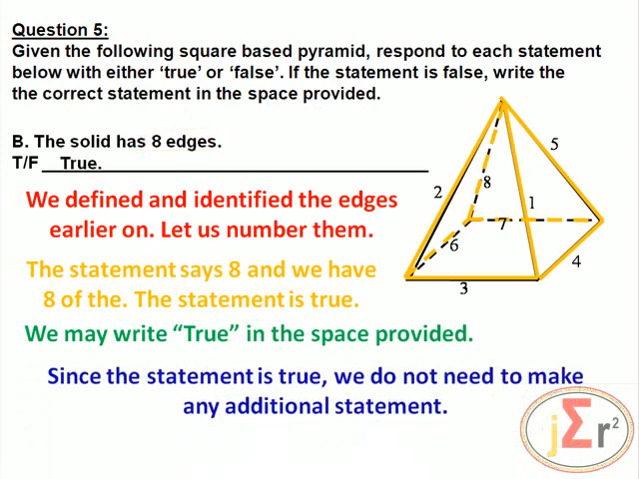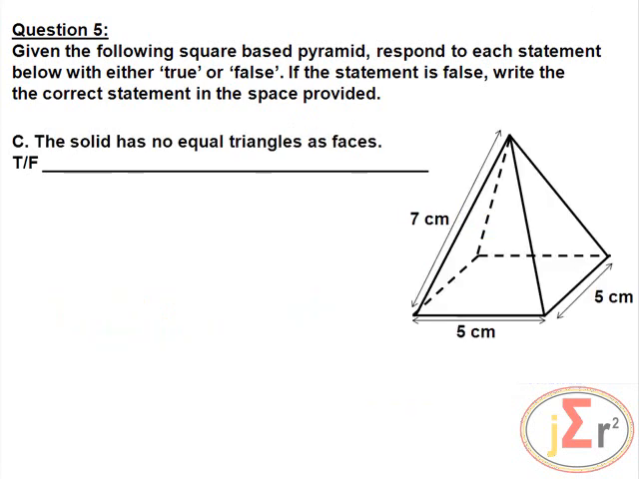Since the statement is true, we do not need to make any additional statement. So, only if the statement is false, we need to say the correct thing. Since it is true, we do not need to say anything else. We do not need any further discussion.